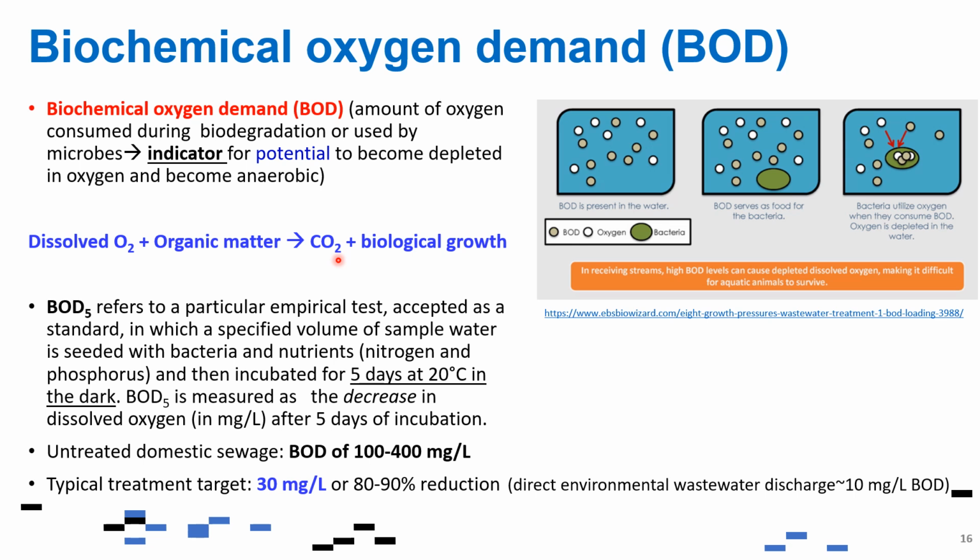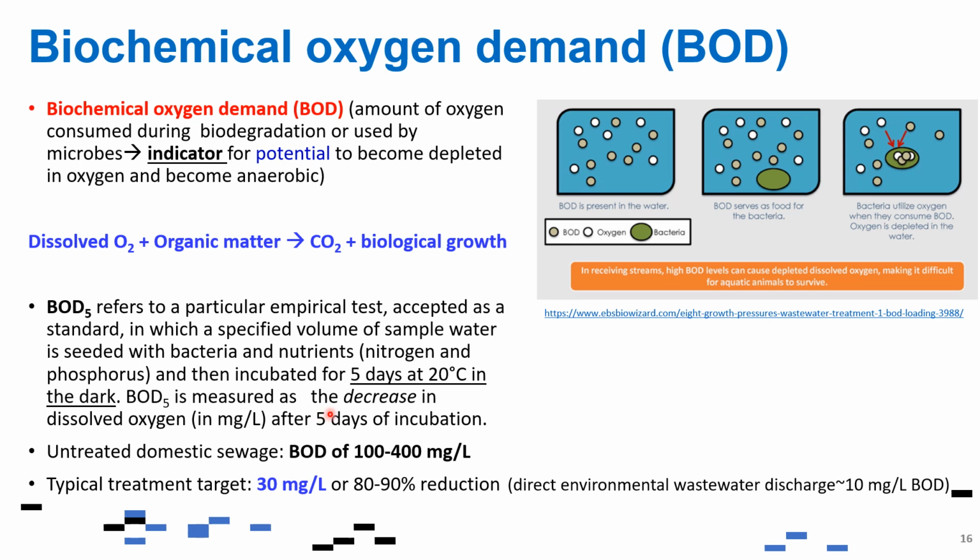So that's why wastewater discharges are always controlled not to exceed a certain level. Usually a target of 30 milligrams per liter, or around 80 to 90% reduction from the original BOD concentration in the plant, is the objective of the wastewater treatment plant. And if you have a direct environmental discharge, usually you have to go as low as 10 milligrams per liter BOD to make sure that there is no detrimental effect on the receiving water.